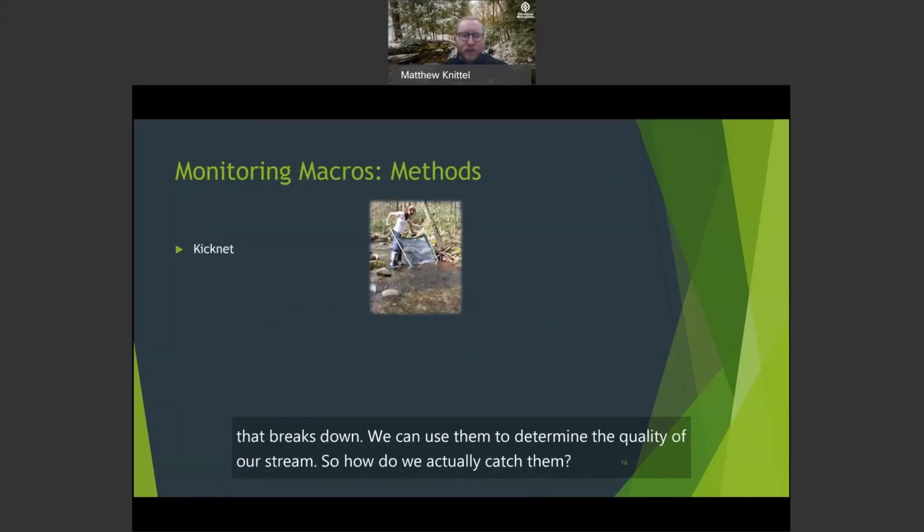So one of the most basic ways is using a kick net. You really need at least 2 people for this process. So you can see we've got someone holding our net there. They've got it so the water's going to flow into our net. And you can see it's at an angle as well.